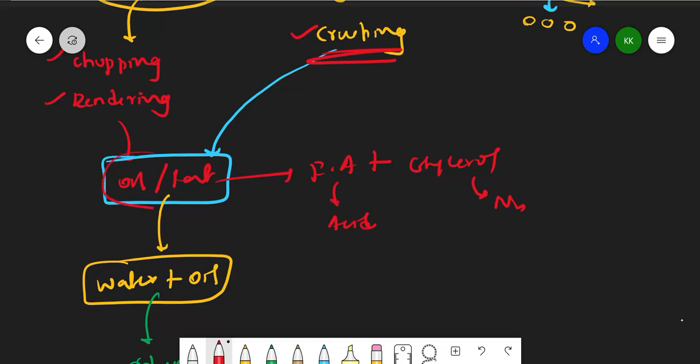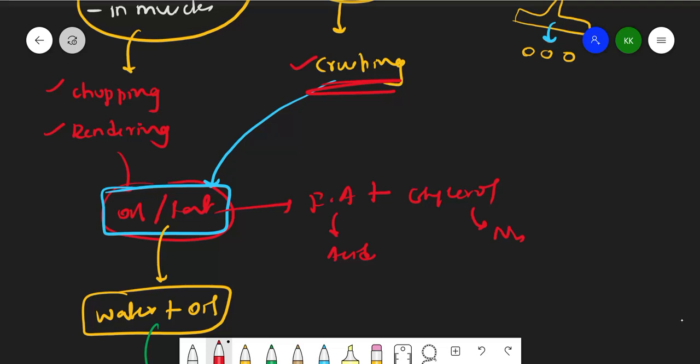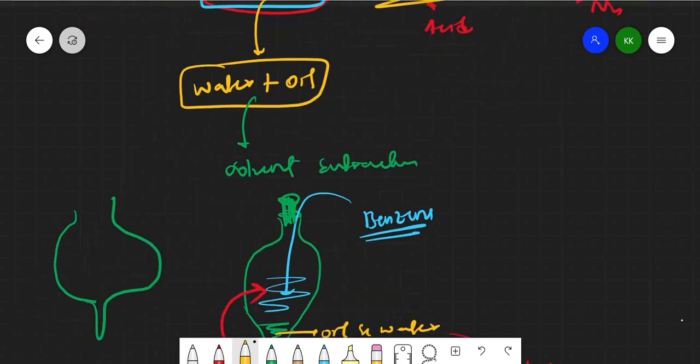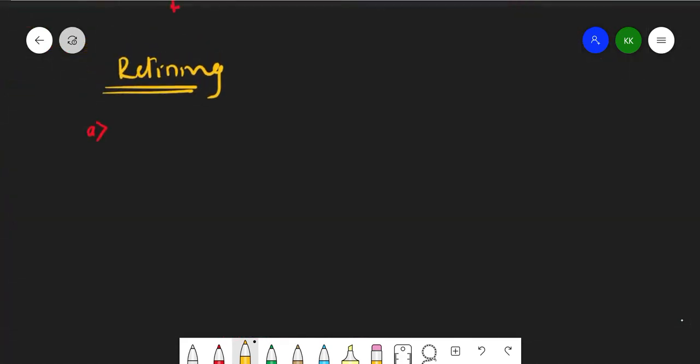This happens because in chopping and rendering, we won't only chop, we won't only render. We add some higher temperature, so many things we do. So there can be a possibility of breaking these oils or fats into fatty acid and glycerol. So there will be impurity. Refining means there will be fatty acids and glycerol, so we should neutralize them. The first thing in refining is we neutralize it, because fatty acid will be there, so we add some base, so it becomes neutral. So this is how we neutralize.